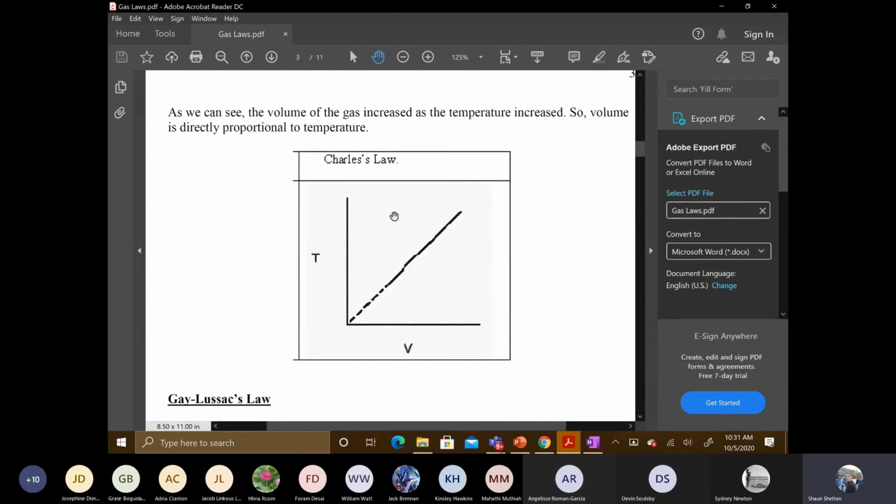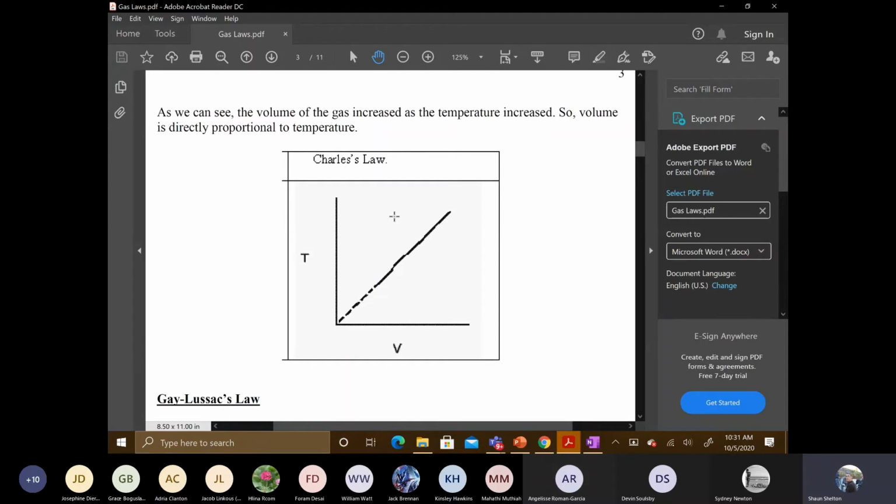So as we can see, the volume of a gas increased as the temperature increased. Volume is directly proportional to the temperature. So this is a graphical representation of Charles' law. As the temperature changes, the volume changes directly with it. As the temperature goes up, the volume goes up. As the temperature goes down, the volume goes down. So it's a direct relationship.